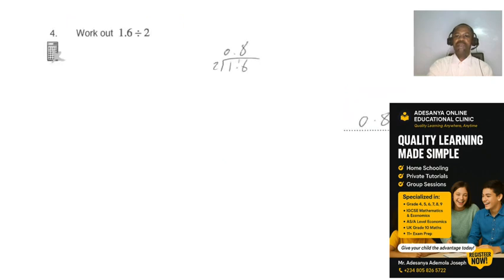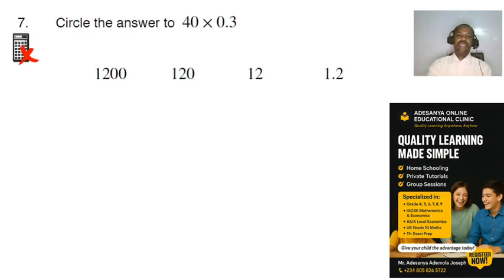Alright, so you have to circle the answer to 40 times 0.3. So circle the right answer here, and then put your own answer in the comment section below, and then tomorrow we'll continue from where we stopped today.